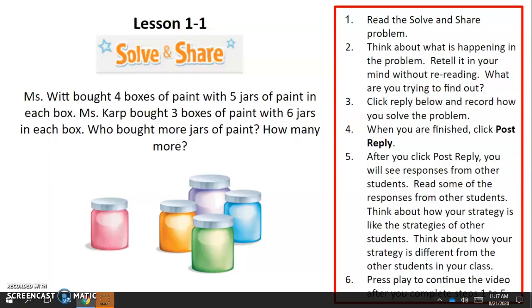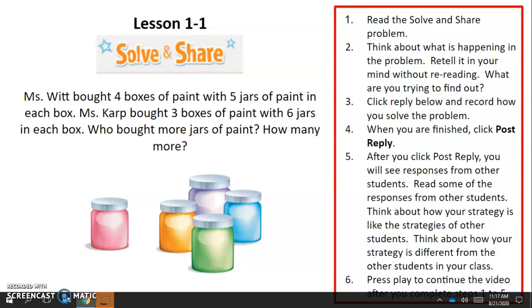Let's start our lesson with a solve and share. Each lesson will begin with a solve and share. For your solve and share, you have 6 steps to complete. Read the solve and share problem. Think about what's happening in the problem and retell it in your mind. What are you trying to figure out?